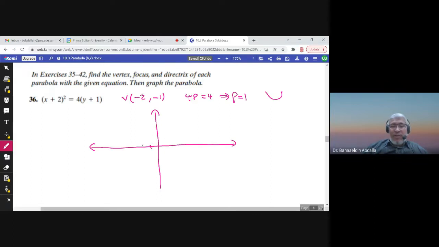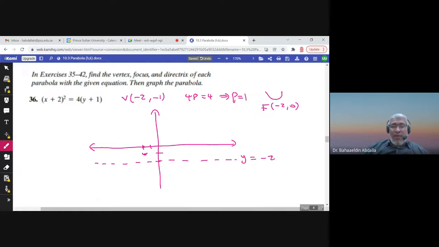Put the vertex. The graph opens up. So 1 unit, where is P? Yeah, 4P is 4, so P is 1. 1 unit up, you reach the focus. So the focus has coordinates, X coordinates, then Y coordinates. These are the coordinates of the focus. 1 unit down, you will have the directrix. The directrix has the equation y equals -2.